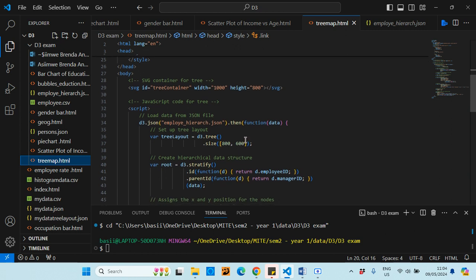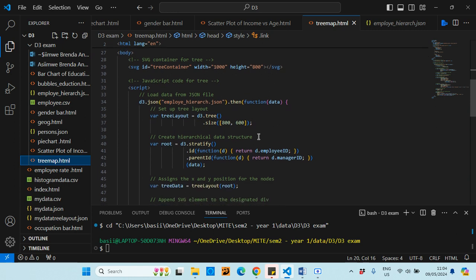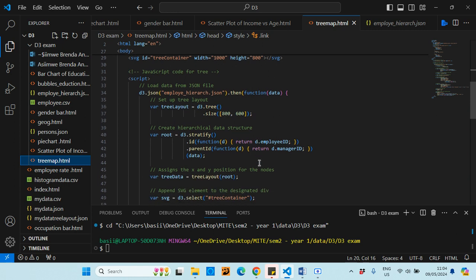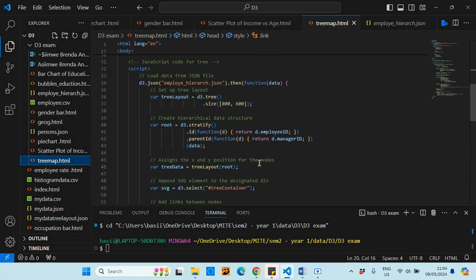Basically, after that we set the layout for this tree map, this tree layout. Then the hierarchical data structure here. So now we have the ID, and then we have the parent ID to show the relationships between the nodes. Obviously, here we used a function to show the relationship between employees.